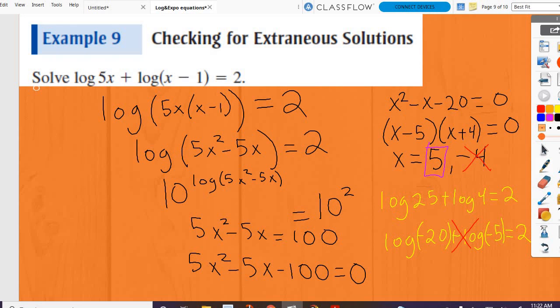Are we all okay with our steps? Where did I get the 10 from? So remember that just like our natural log has an understood base of e, if my logarithm doesn't have a base, it's an understood base of 10. Does that make sense?